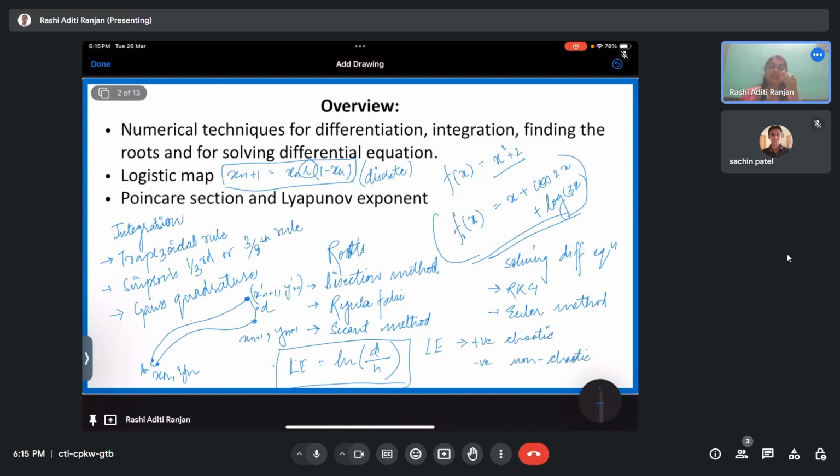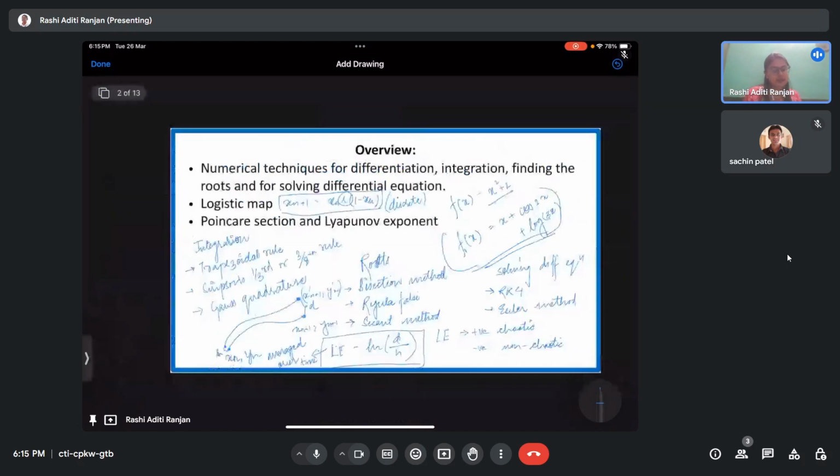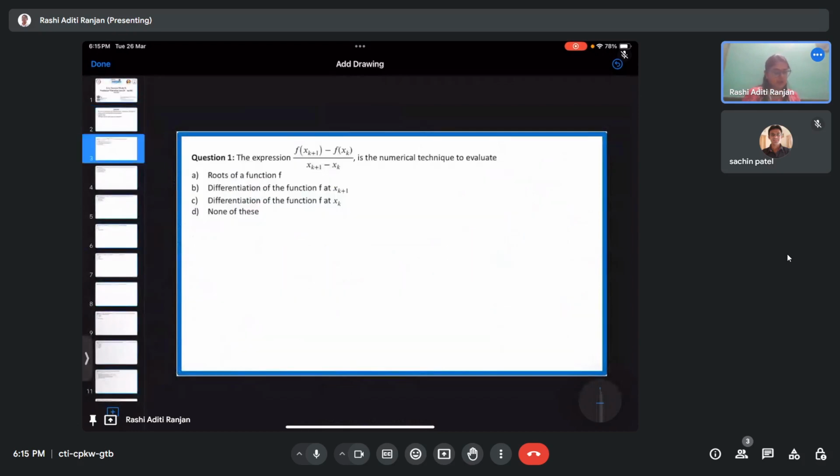We can give an exact number, be it positive or negative, and this is averaged over time. Okay, so this is the overview. Let us now take up the questions.